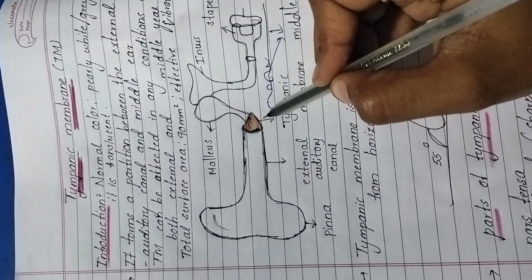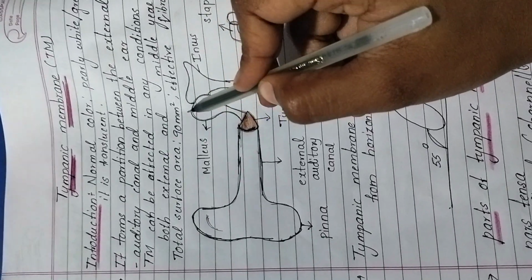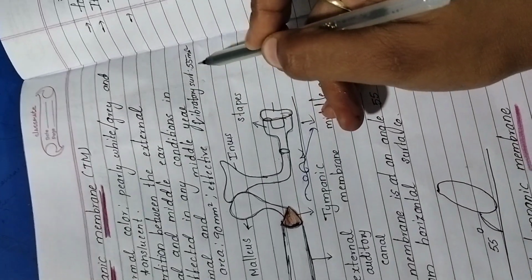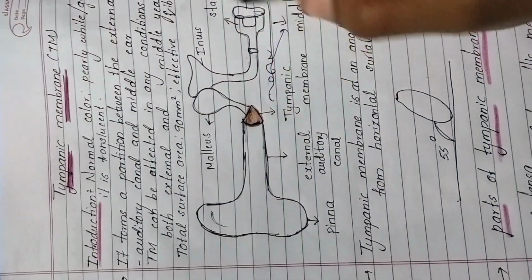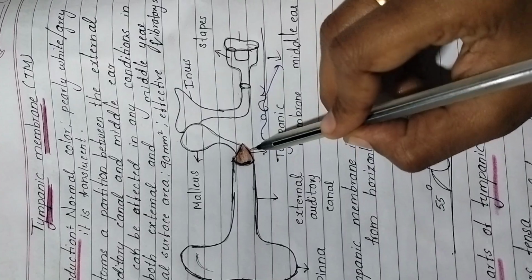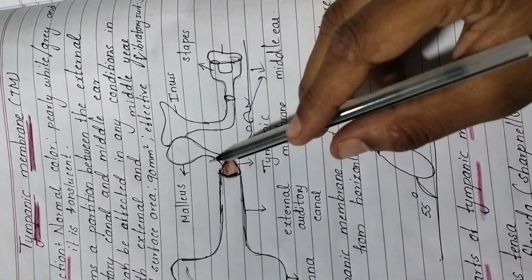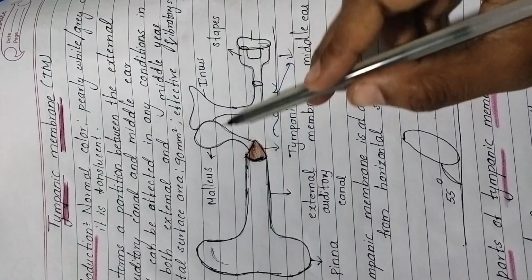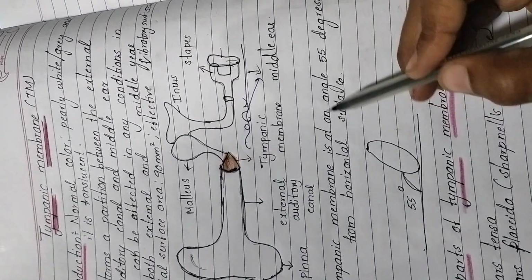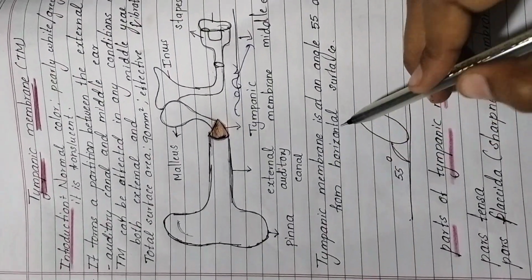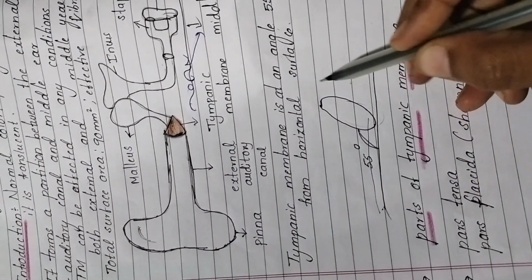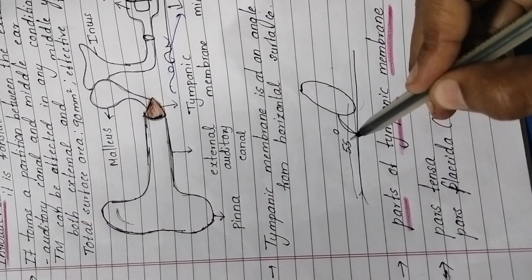And the total surface area of the tympanic membrane is 90 mm square, and of this, the effective vibratory surface area is 55 mm square. Okay, now next, see, this is the pinna, external auditory canal, tympanic membrane, and this is the middle ear. And I think you all know these are the ear ossicles like malleus, incus, and stapes. See, tympanic membrane is at an angle of 55 degrees from the horizontal surface. So it is inclined, at a 55 degrees angle to the external auditory canal.